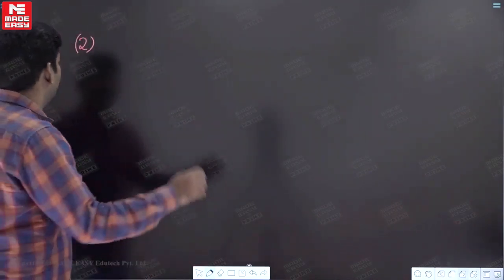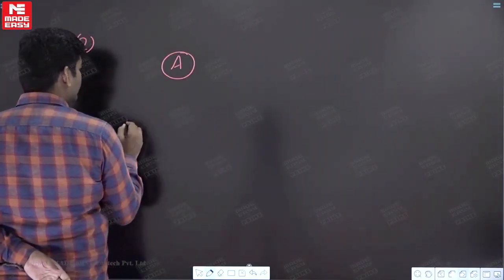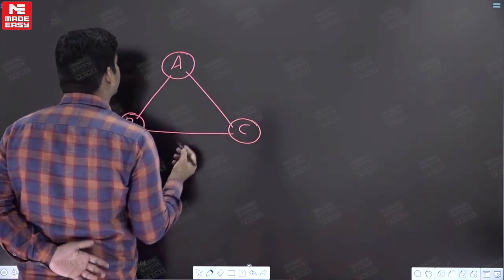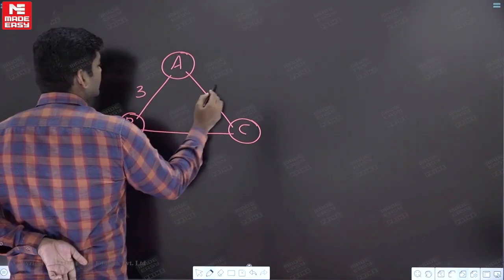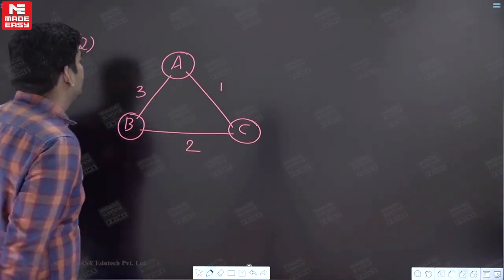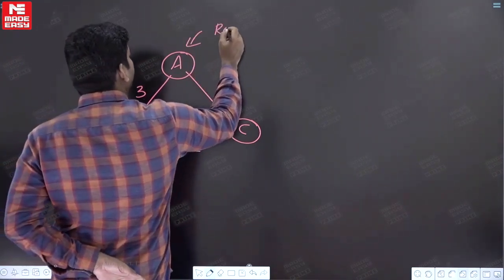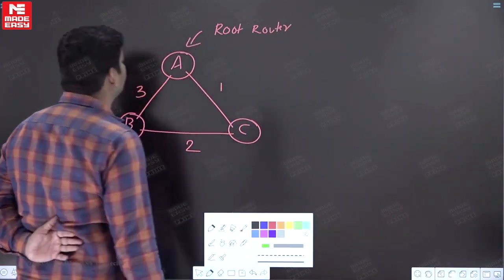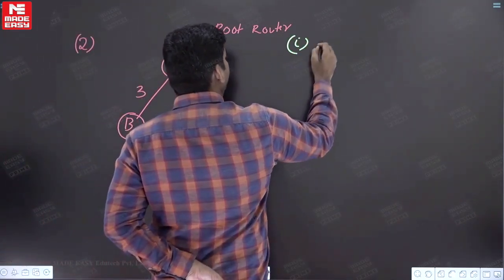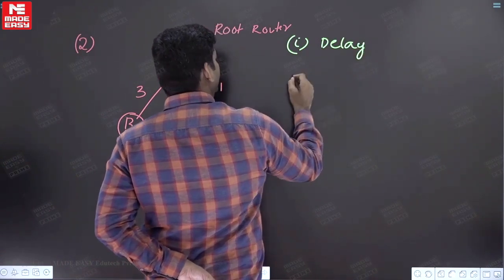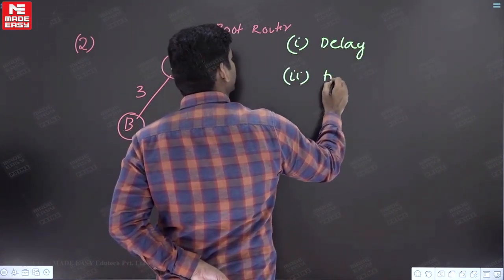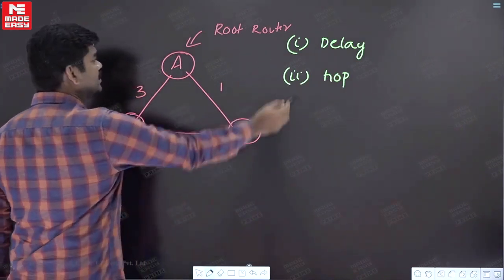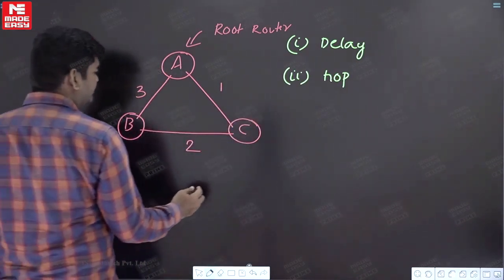Now see, for example, I have taken one more problem. Suppose router A is connected to router B and router C. This is the diagram I have given, and A is the root router. So we have to convert that graph into a tree. In this problem, they have given the metric as the delay. If you can resolve it, it is okay, or if you find any ambiguity, you can try with hop as the metric. So this is given in the problem. Here the delays are 3, 1, 2. So how to convert this graph into a tree?